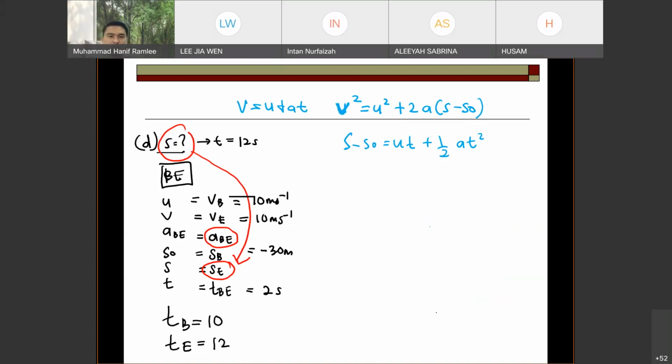Can someone help me to give the answer? 9 already. Someone is calculating?